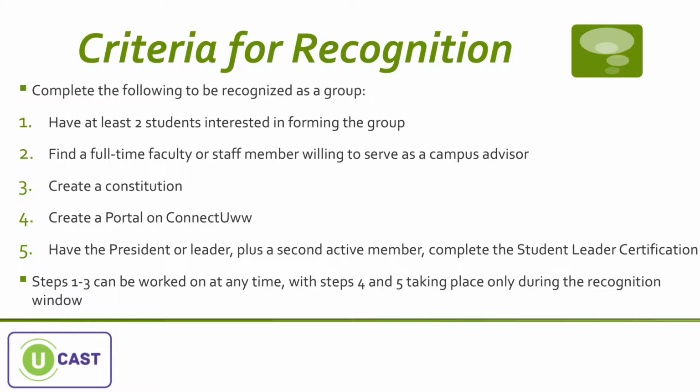Steps 1 through 3 can be done anytime, while steps 4 and 5 can only take place during the recognition window. If you are looking to start a Greek organization at UW-Whitewater, the process is a bit more complicated and will be outlined later on.